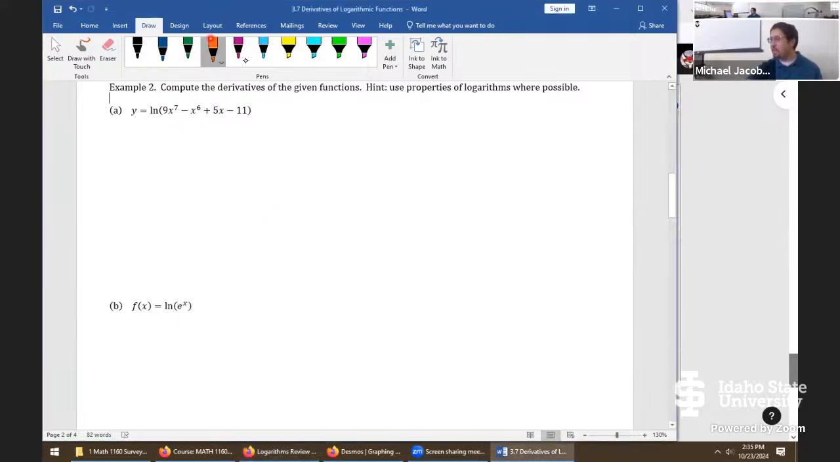Just like in algebra where square root of a plus b is not equal to the square root of a plus the square root of b, same problem with logarithms. Natural log of a plus b is not equal to the natural log of a plus the natural log of b.